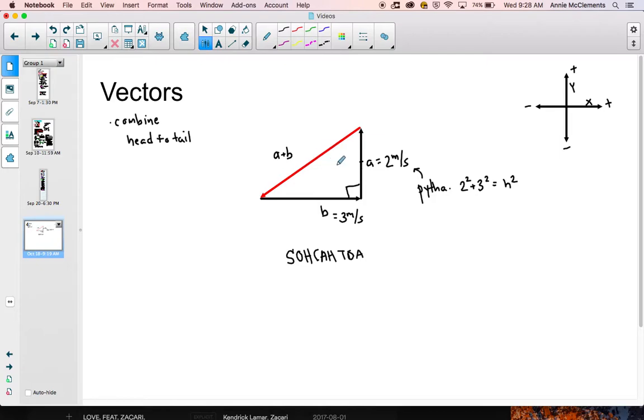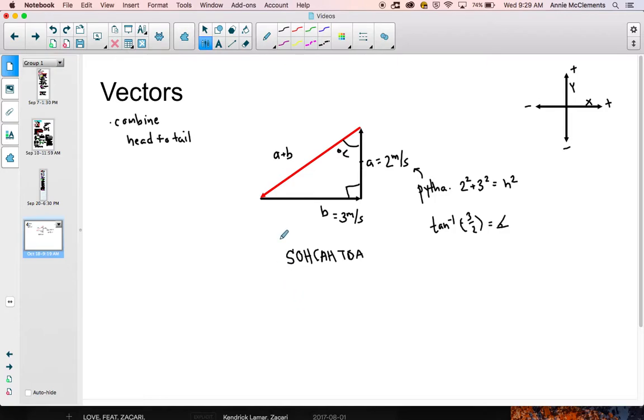Nice and easy. If you wanted to find this angle, what the direction of this vector was, you could do the inverse tangent of the opposite over adjacent. So the inverse tangent of 3 over 2 is going to equal that angle. We'll call it the angle. So there are ways that you can figure out these angles algebraically.